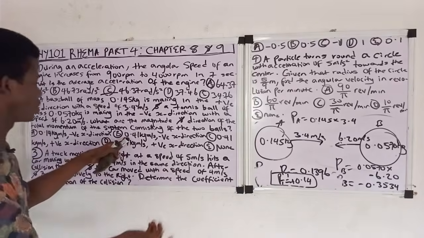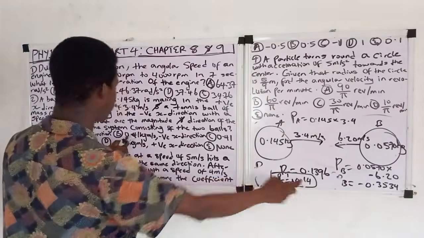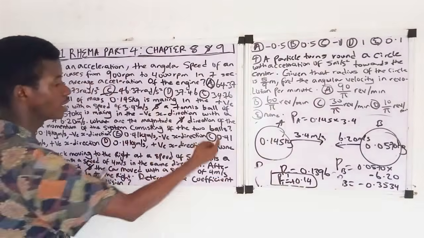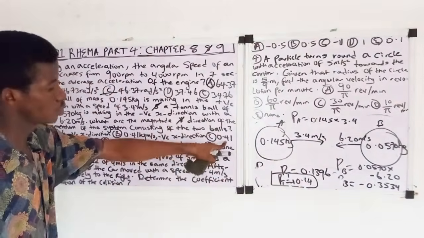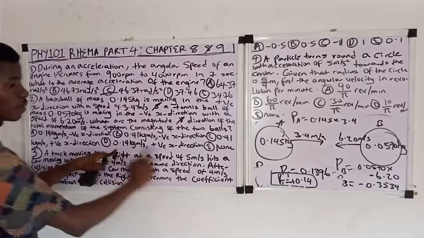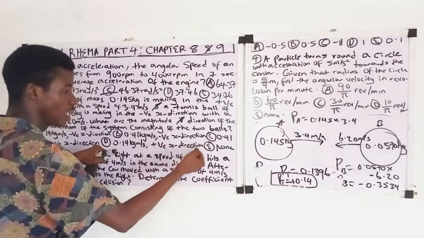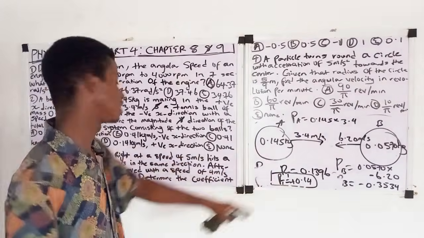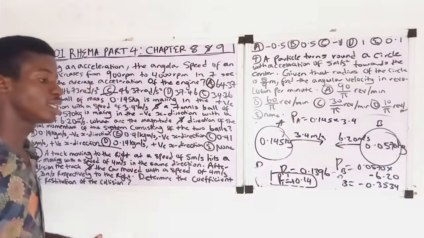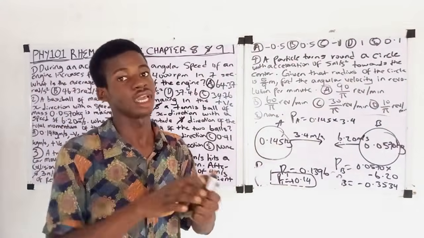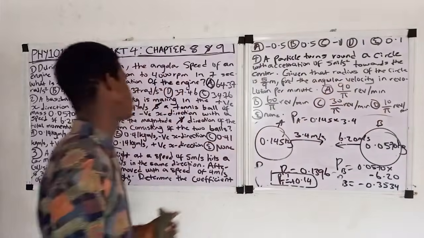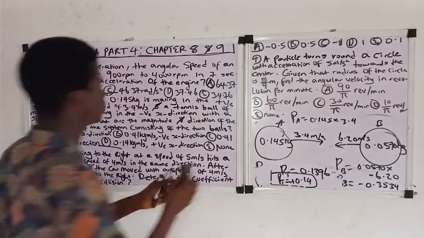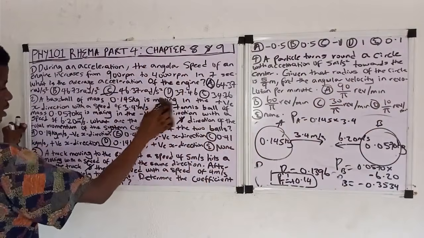Now B is not correct because our answer is 0.14, not 0.41. Then C, 0.41, no, C is not correct. Then D, 0.14, and you see this is plus, positive x direction, right? So that is the right answer, which is D. Yes, after they collide, they go in the positive x direction. Okay, so now let's move to the next question, question 3.